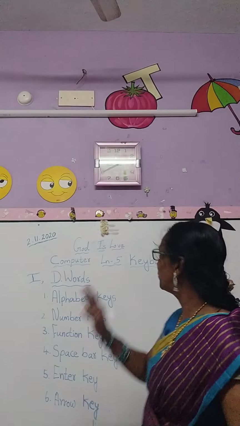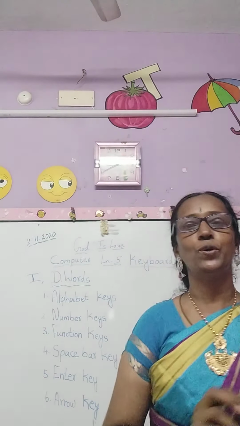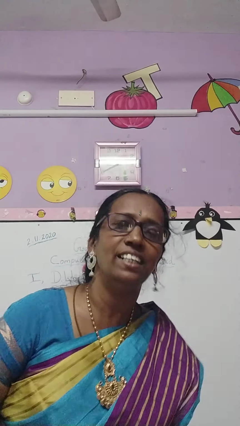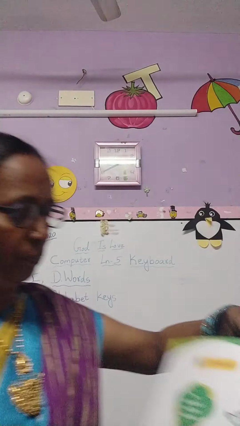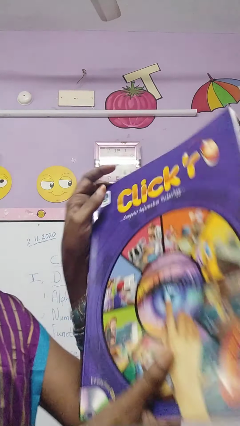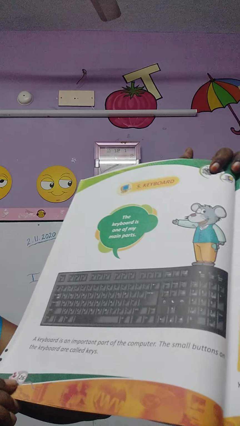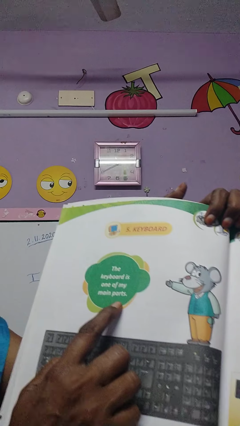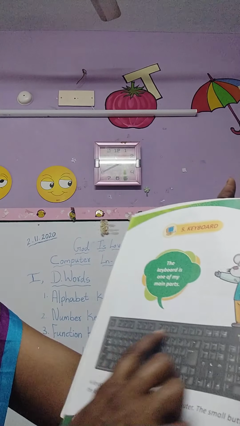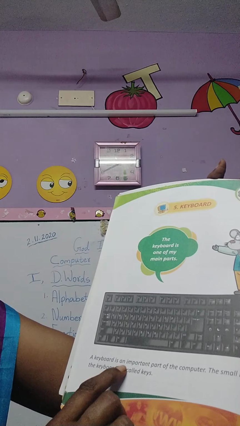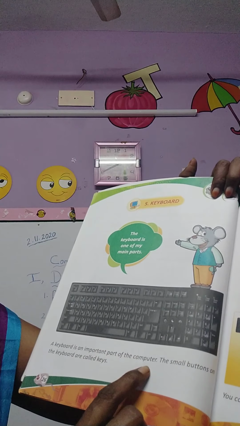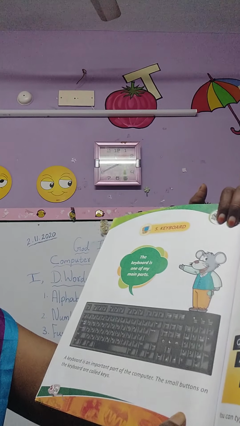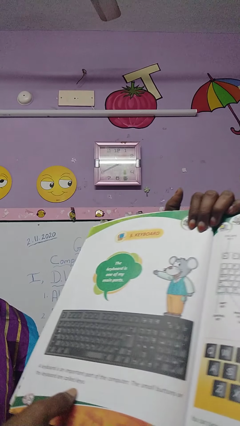We are going to a new lesson. Yay! Computer lesson 5: keyboard. In the keyboard, what all the keys are there? We are going to learn. Okay, see here. You can take your computer book, page number 26. And keyboard is one of the main parts. A keyboard is an important part of the computer. The small buttons on the keyboard are called keys.